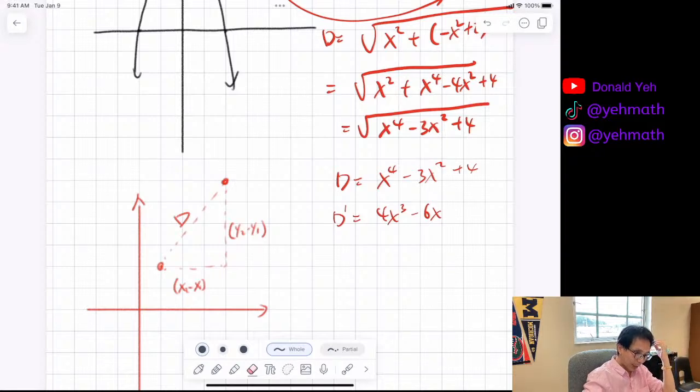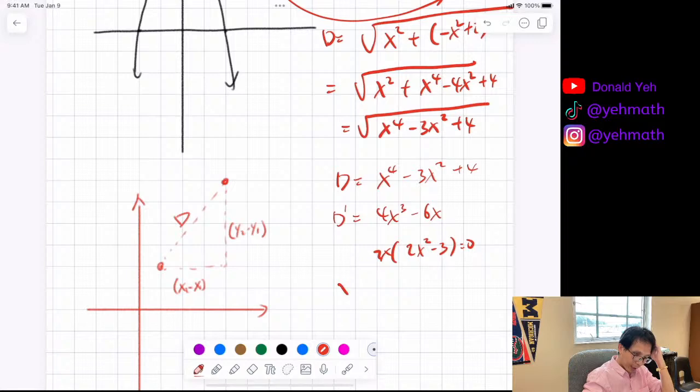So now I'm going to get 2x times (2x squared minus 3) equal to 0. So x equals 0, and x equals plus or minus the square root of 3 over 2. Now here's the thing: I have 3 critical points. How do you know which one is minimized?